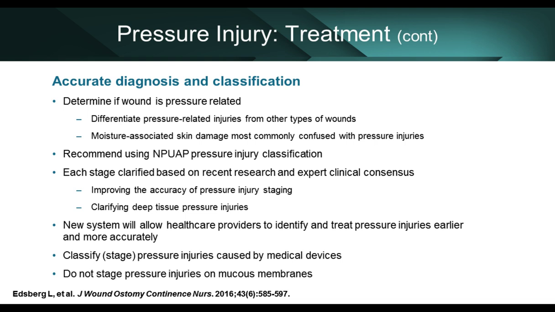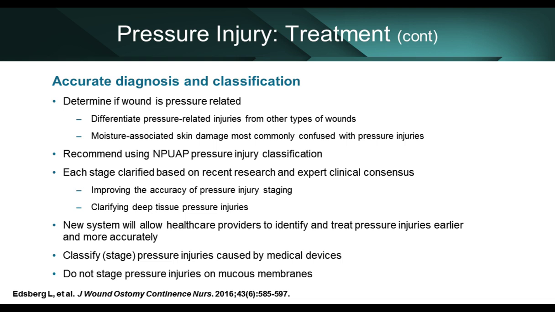So looking at accurate diagnosis and classification, first you've got to determine if this wound is pressure related. Remember my checklist using the NPUAP definition. Is it localized? Is it over a bony prominence or due to a medical device? And is it due to sustained or prolonged intense pressure or shear? That will clarify many times whether this is pressure related. Differentiate this wound from other types of wounds. Is it moisture related? Every wound on the buttocks is not a pressure injury.